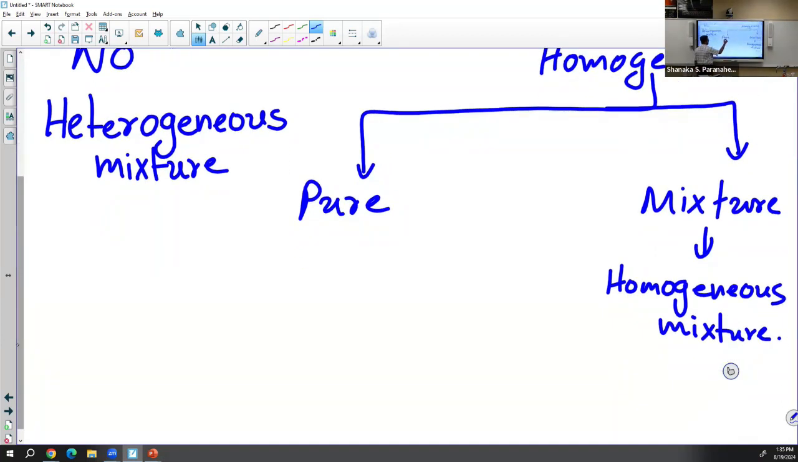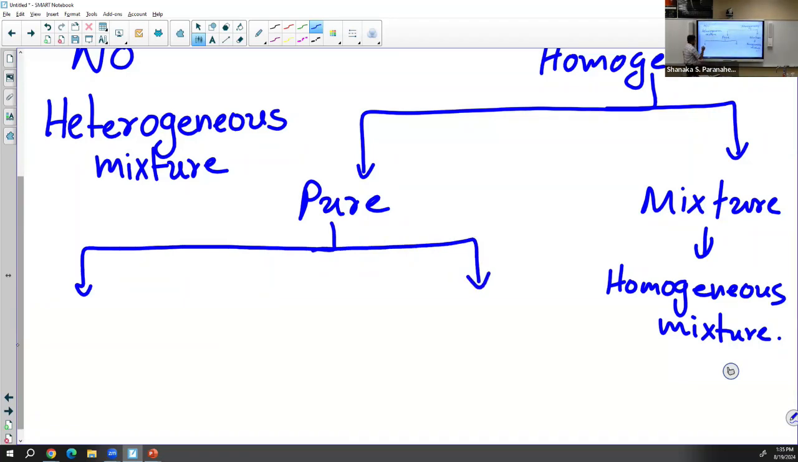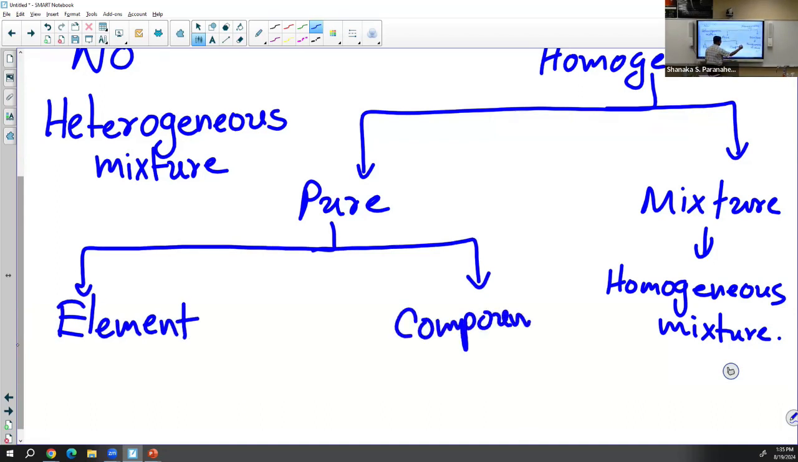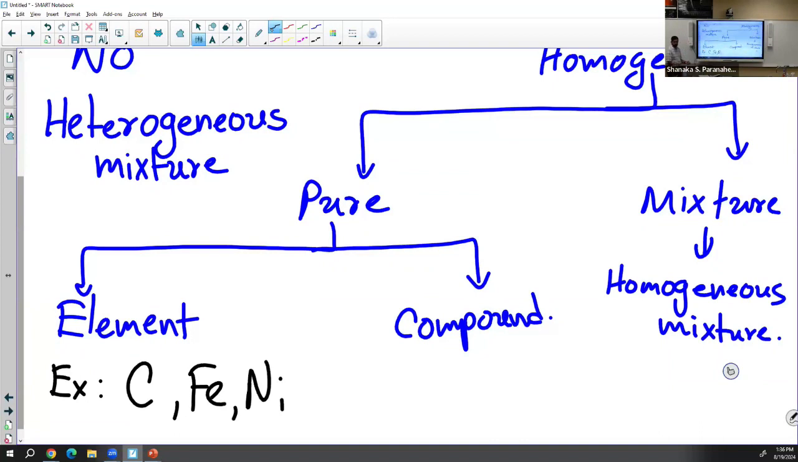If it is a pure substance, there are two different types of pure substances. One is element. The other one is compound. One type of element or one type of compound like water. So one type of element like carbon. Examples: anything from the periodic table, like carbon, iron, nickel. These are elements. If we take a sample of carbon, if it is just a pure carbon sample, it has one type of carbon atom.